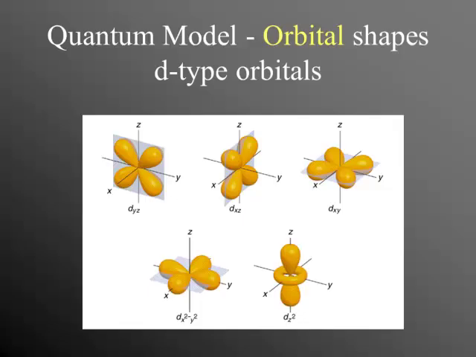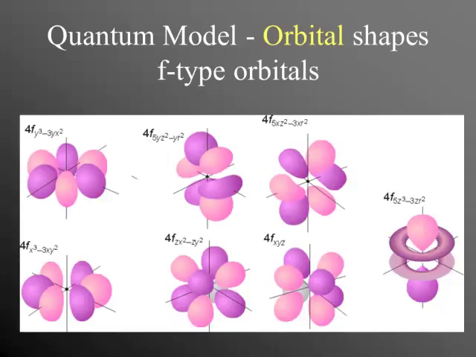D-type orbitals are more complex. 4 of the 5 look like four-leaf clovers, again differing in their orientation in 3D space. The 5th D-type orbital looks like a p orbital with a ring around the middle. F-type orbitals are even more complex, as you see here.